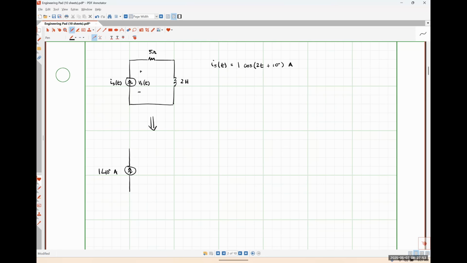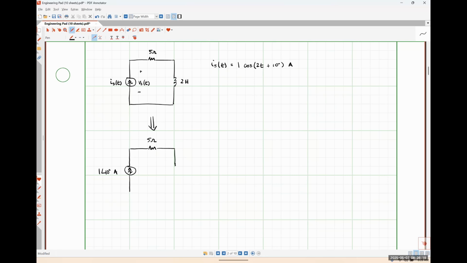Literally, if we're given it as a cosine, all we need to do is take the magnitude, take the phase angle, and throw the rest away. Exactly what we did on Monday, for what it's worth. Okay. Now I have my 5 ohm resistor. Well, what's the impedance of a resistor? Just the resistor value itself. So this is just going to be 5 ohms.